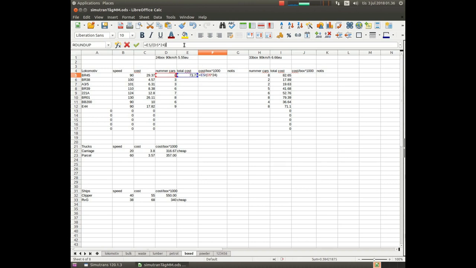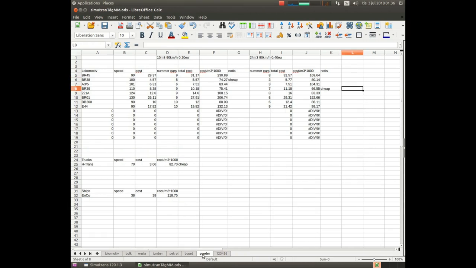So let us increase that number by multiplying everything by 1,000. That is only to make it easier to read, and we don't need so many digits either. This formula we can now copy and paste. Right, move on to powder.